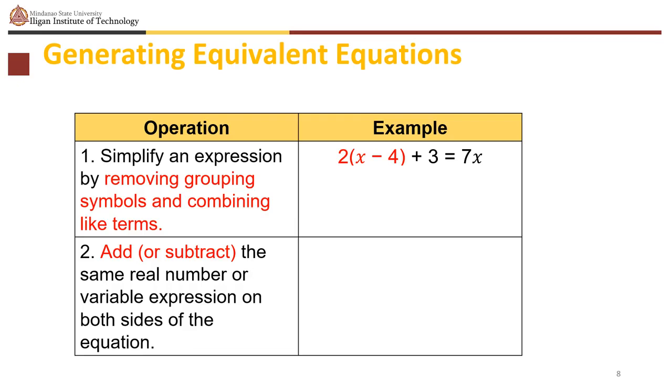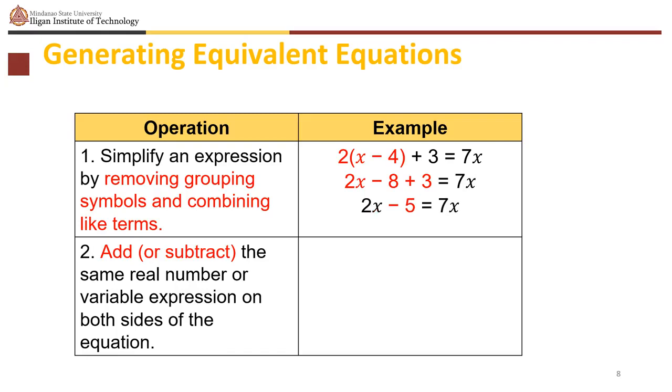We now try to generate equivalent equations. So, how do we do that? First, simplify an expression by removing grouping symbols and combining like terms. So we can actually get rid of the parentheses here and solve for the following. 2 times quantity x minus 4 closed quantity will give us 2x minus, this is 2 times negative 4, that's negative 8, plus 3 is equal to 7x.